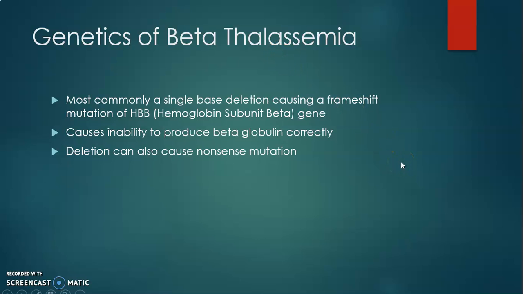So it is caused by a single base deletion, which causes a frameshift mutation in the hemoglobin subunit beta gene. The frameshift mutation makes it so that all of the codons after that are changed. And so you're putting in the wrong amino acids, and so the protein just isn't formed correctly.